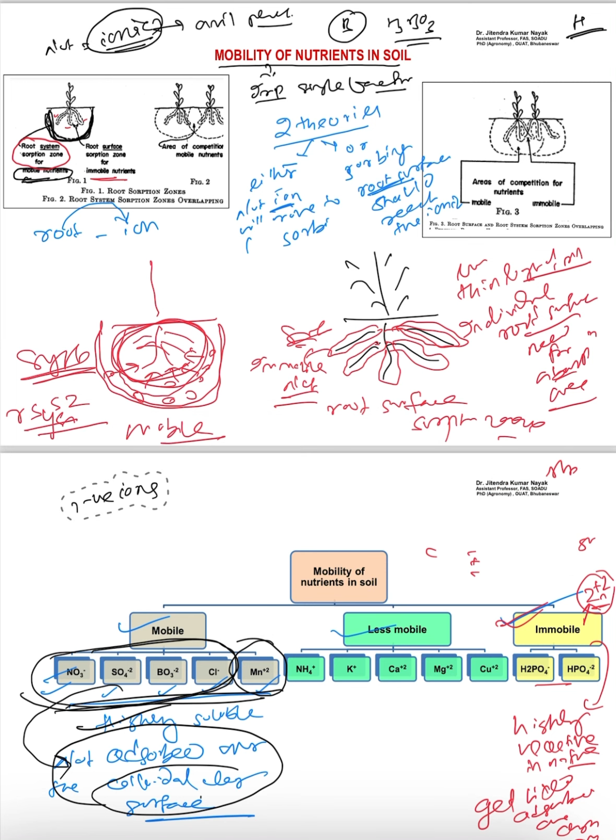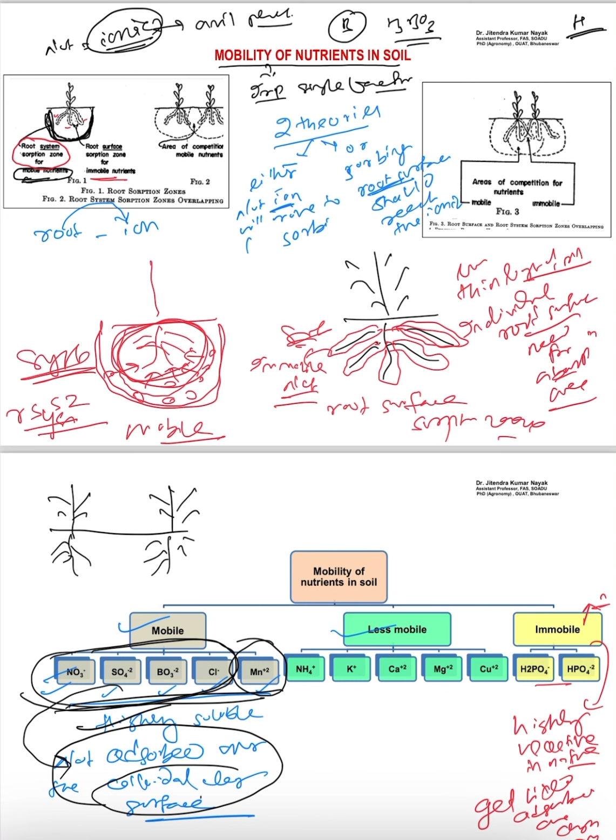Suppose we are growing two plants. Here it is the root surface, here it is the root one. With respect to mobile nutrient, suppose this is the rhizosphere zone for plant A. This is also the rhizosphere zone for plant B. That means here you can see there is an overlapping zone.